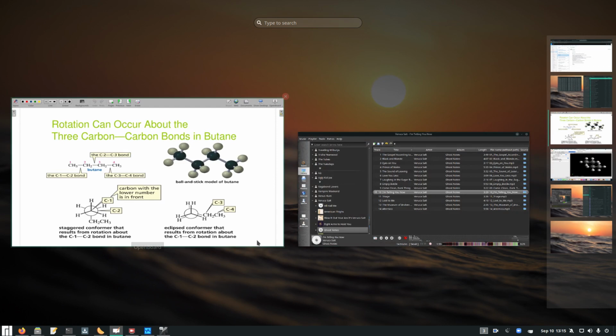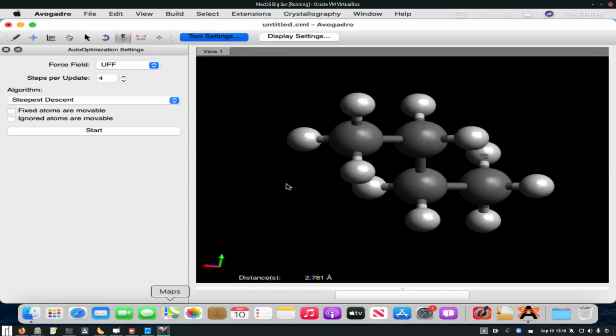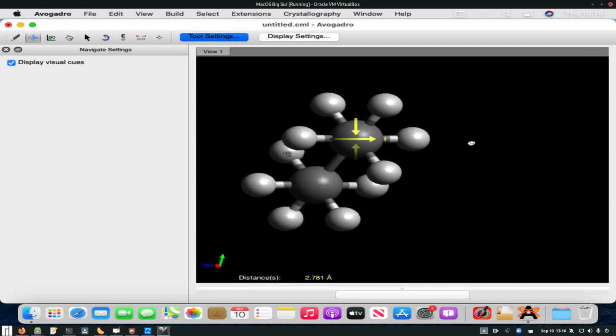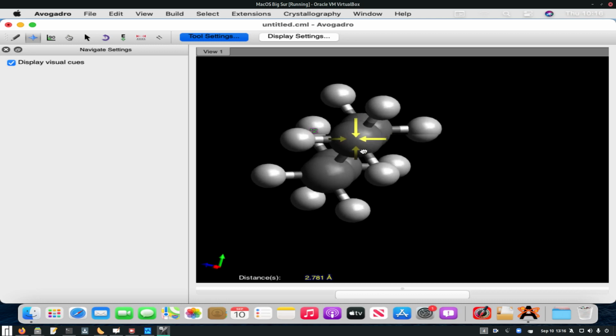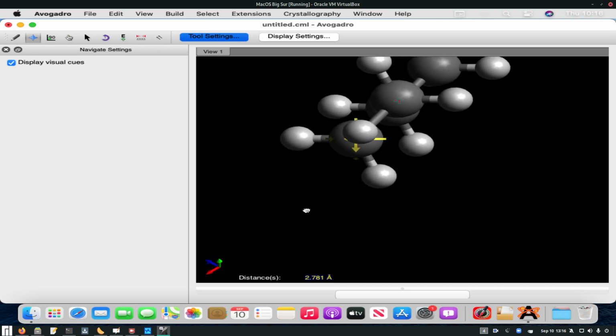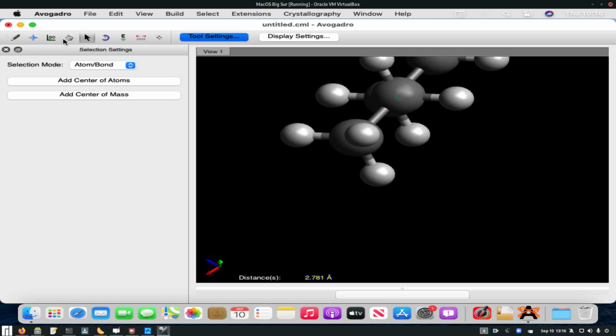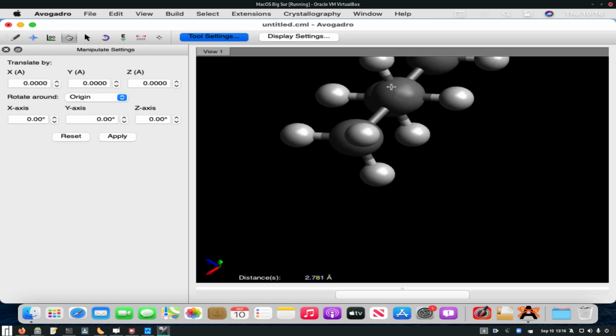Going back to Avogadro, we can actually rotate this and see it. So what I'm going to do is rotate, and if you look down those 2 carbons, everything's staggered. Staggered, staggered, staggered, staggered. And then if I rotate it and look at the 2 and 3 position, let me move this into page. I think that, yeah, I don't want to do that.